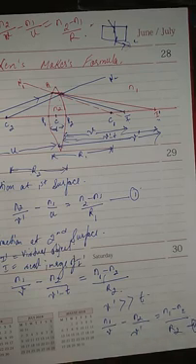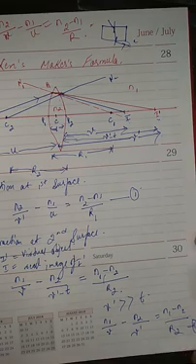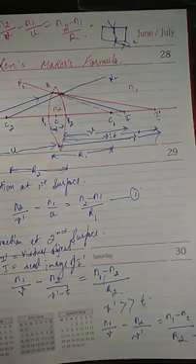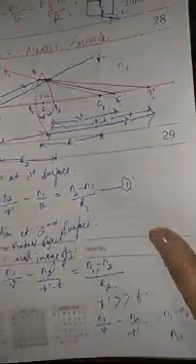Now the next step is adding equation 1 and 2. In the next page we are going to add equation number 1 and equation number 2.